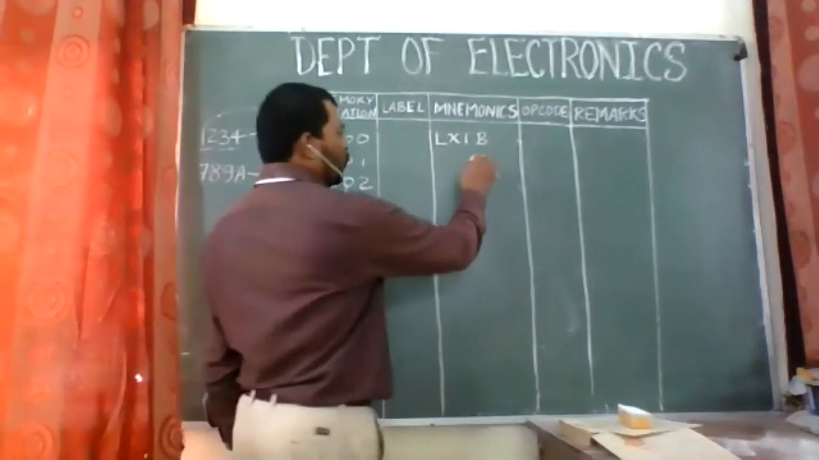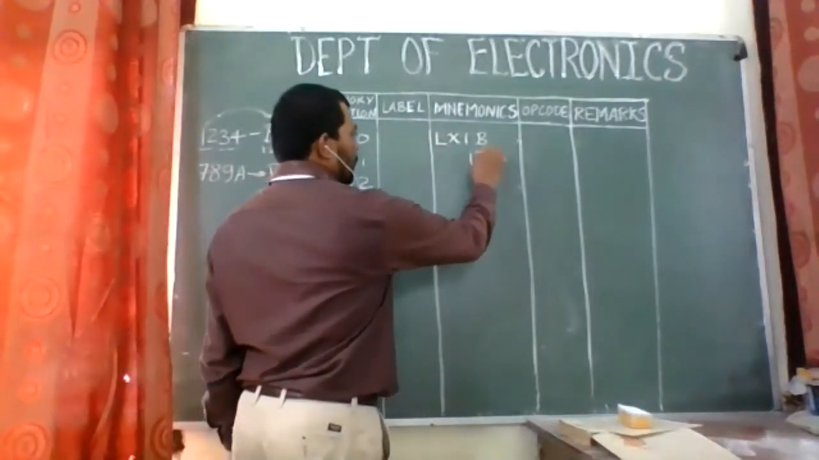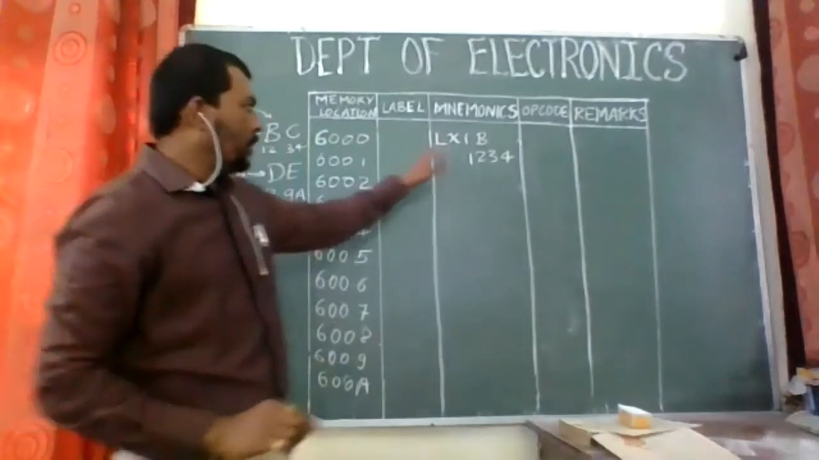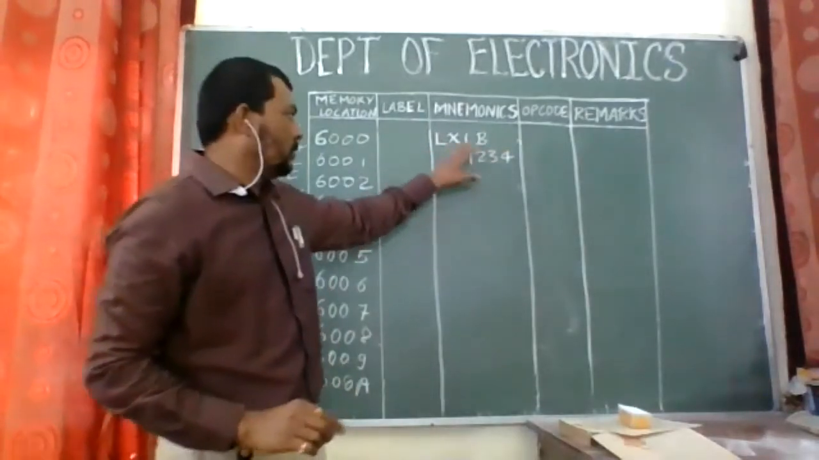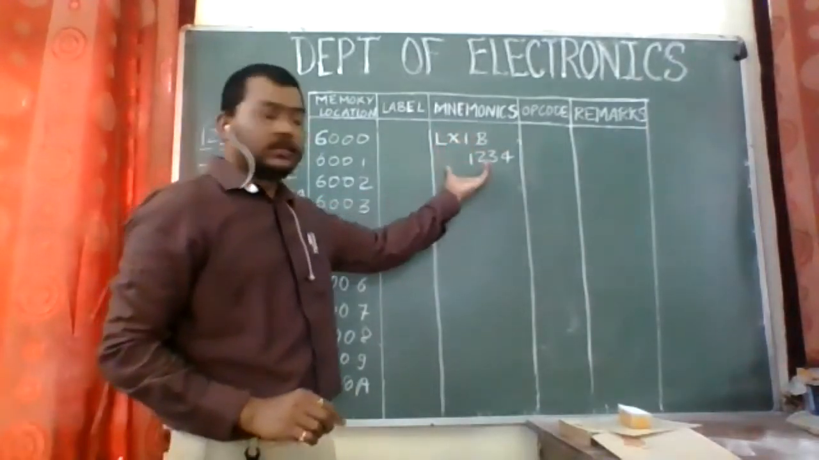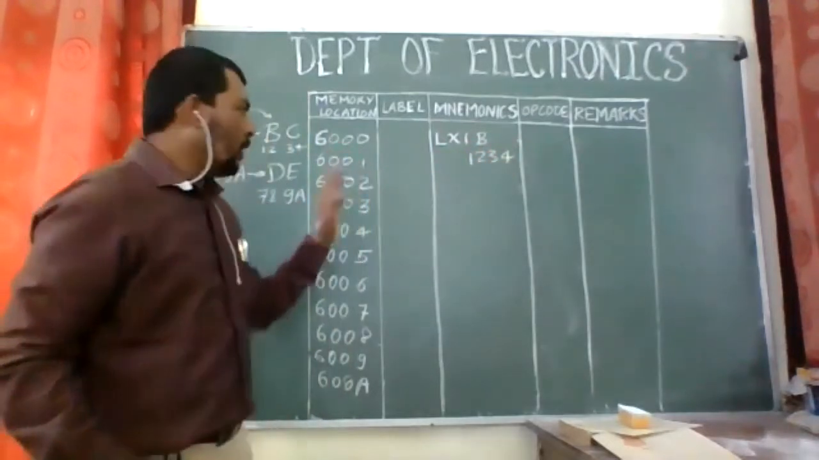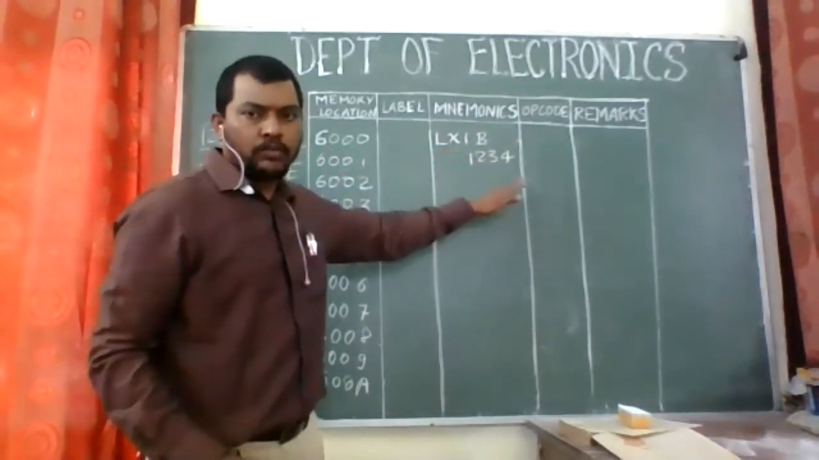And along with that, we have to write the data. So the data is 1, 2, 3, 4. This should come in one line, right? I'm writing it like this due to small space, but it should come in one line. So LXI B 1, 2, 3, 4.